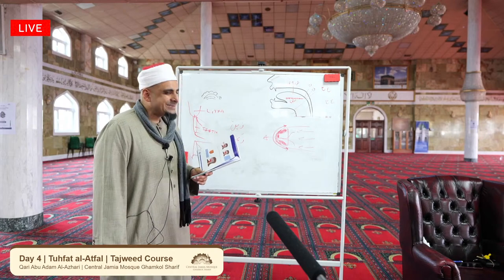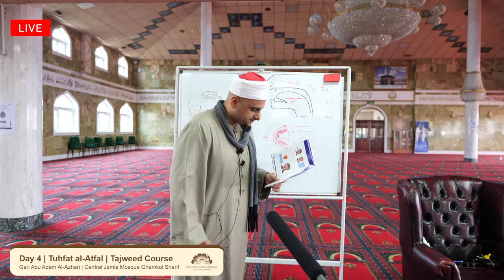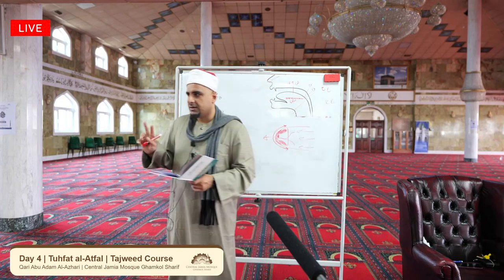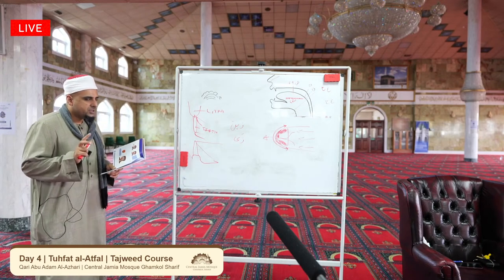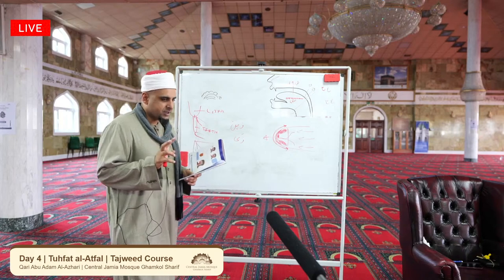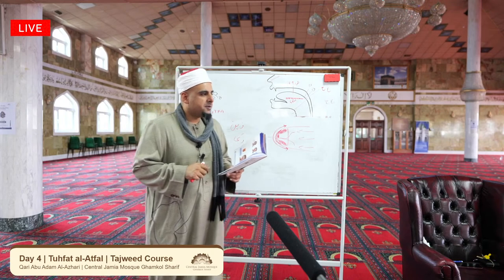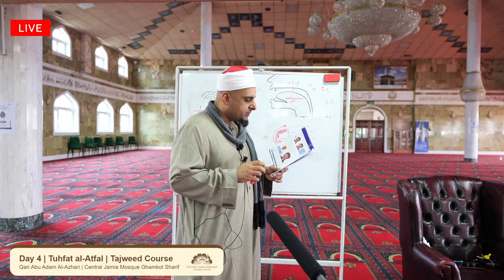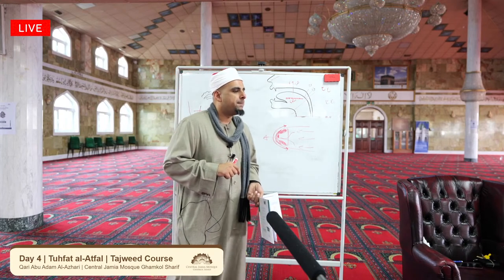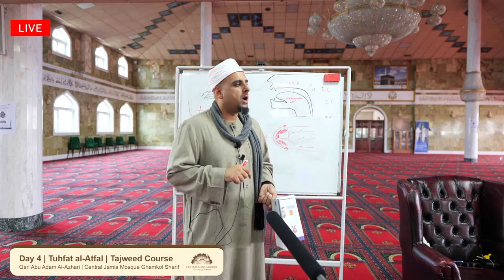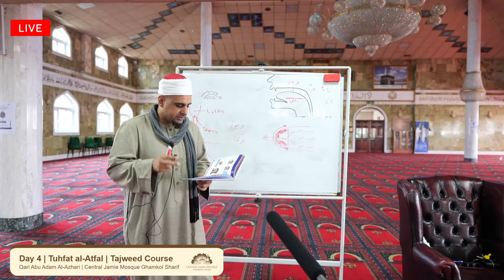Okay, the next part. We had the throat, the mouth, and now we're moving over to the lips. Ash-shafatain. Shafatain are your lips. So the lips have two makharij only. The first, makhraj 15, which has the most letters, is ba, mim, and waw. The following three letters are pronounced using both lips. Ba, ma, wa. Both lips have to work to pronounce these three.